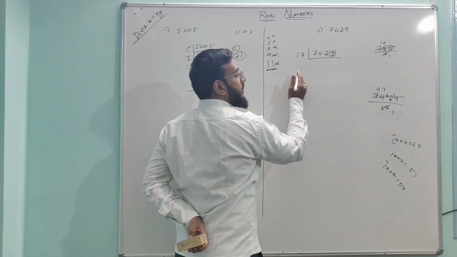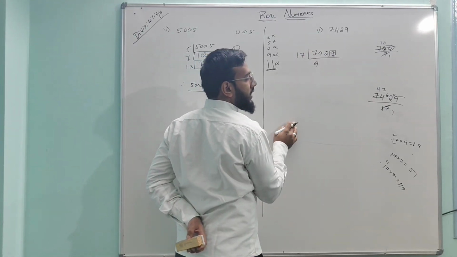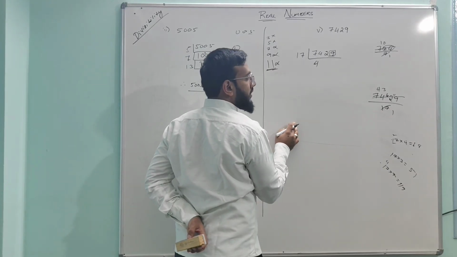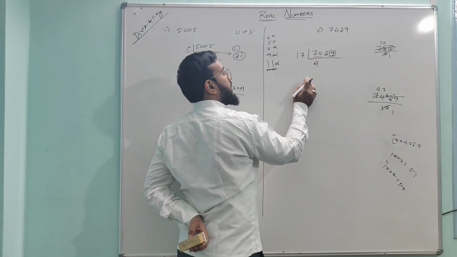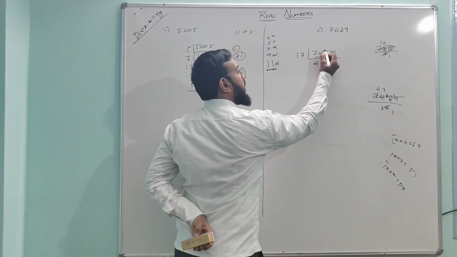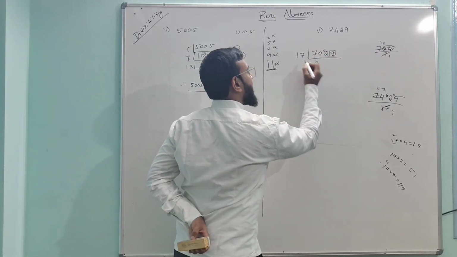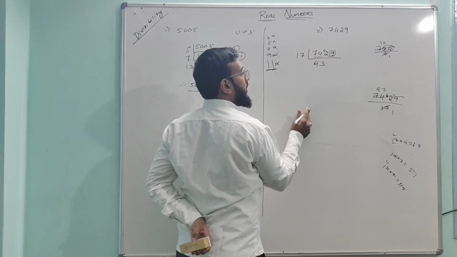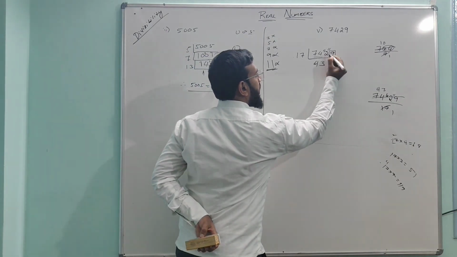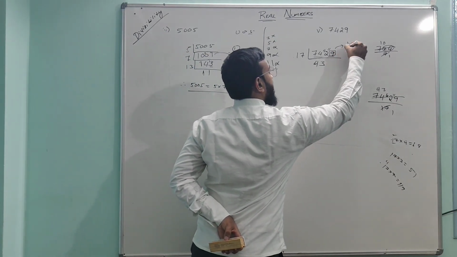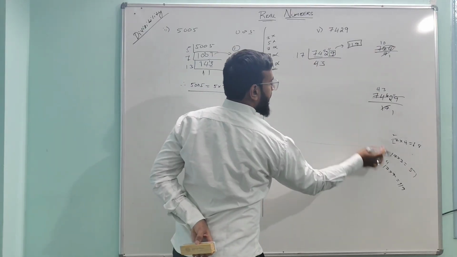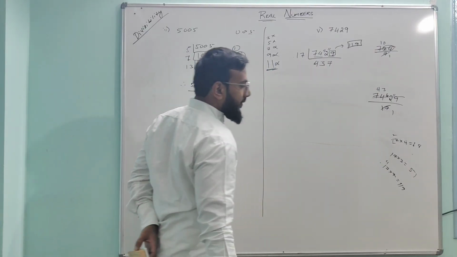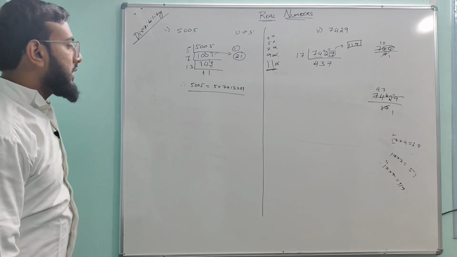17 4s are 68. How much is remaining? 4, correct? 17 3s are 51. How much is remaining? 11. So this became 119. 17 7s are 119.